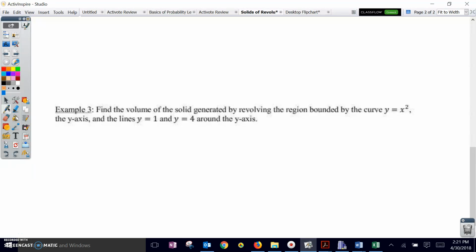All right, in the final example here from this lesson, we're going to find the volume of the solid generated by revolving the region bounded by the curve y equals x squared, the y-axis, and the lines y equals 1 and y equals 4 around the y-axis. So we'll draw a quick little sketch. Got y equals x squared.